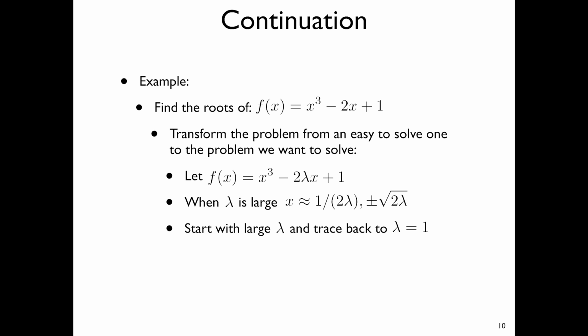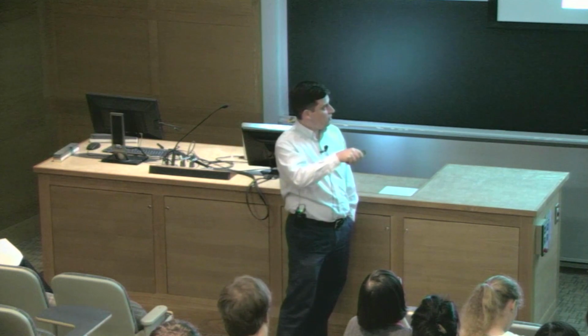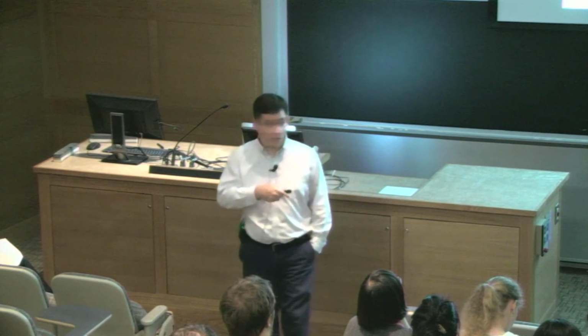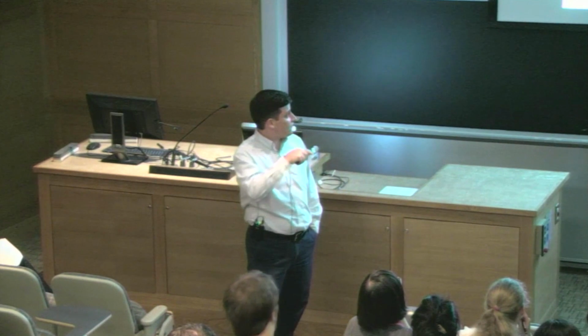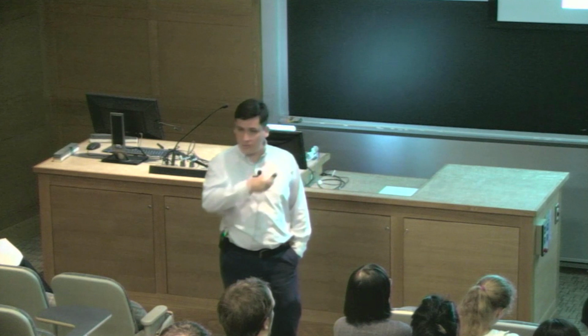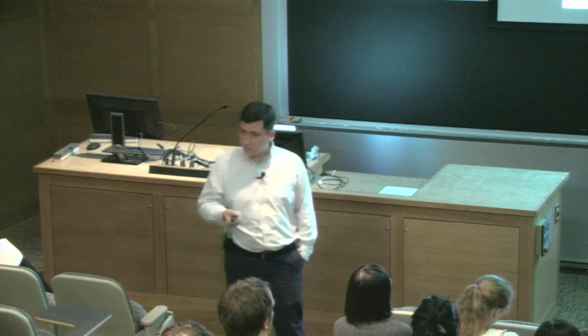So let's start with a large lambda instead, and these as initial guesses for the roots, and let's trace them back to lambda equals 1. When lambda equals 1, we recover the problem we were interested in before. So here I start with 3 different initial guesses, and I trace them back. Okay? And I'm actually able to find all 3 roots of the initial equation. So there's something close to minus 1.5, something close to 1/2, and something close to 1. Okay? So in one go, I found all 3 roots, okay, using continuation.